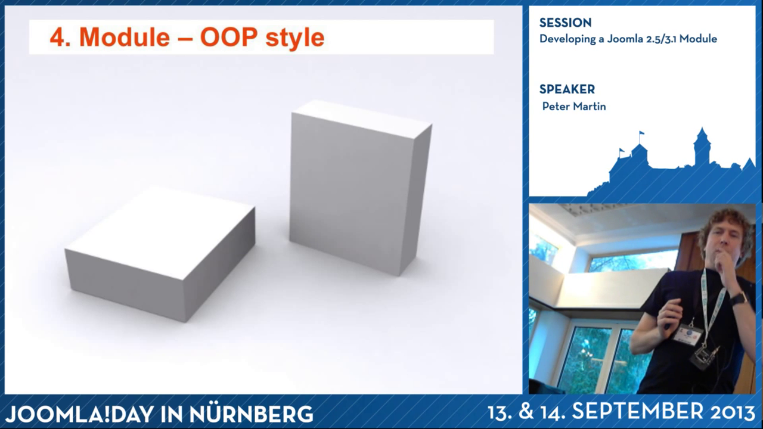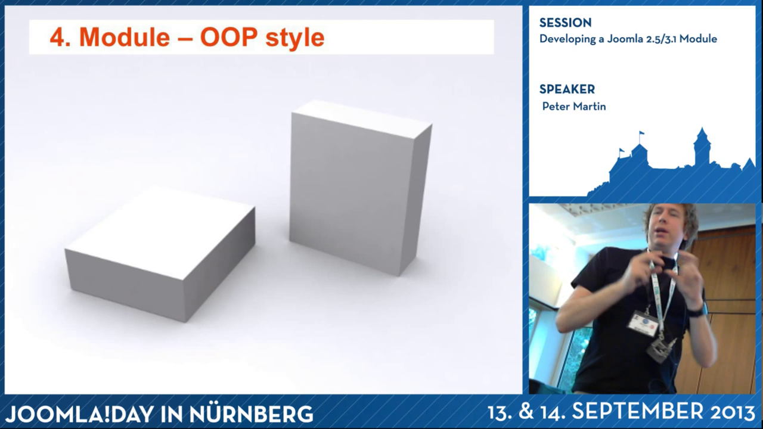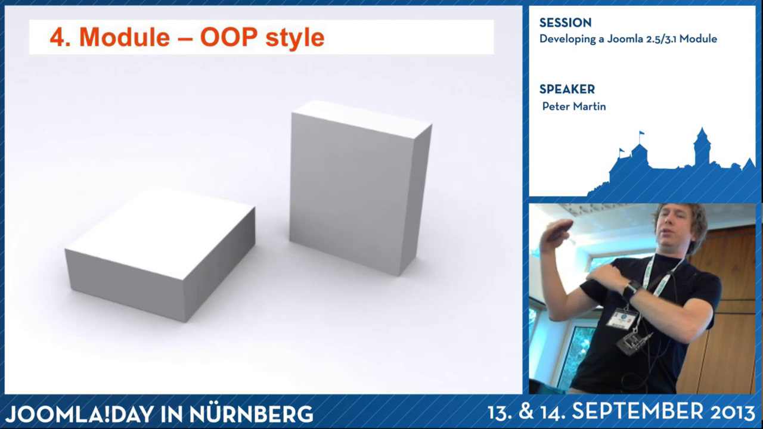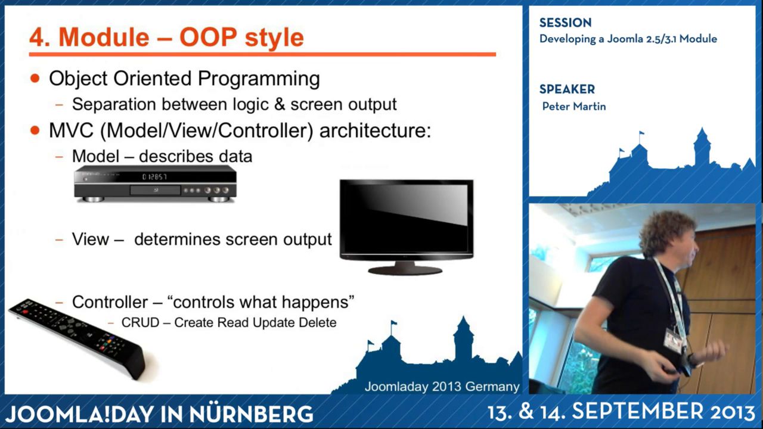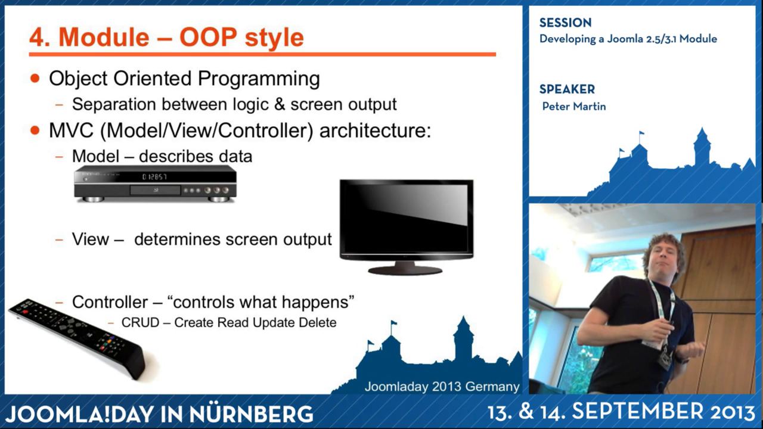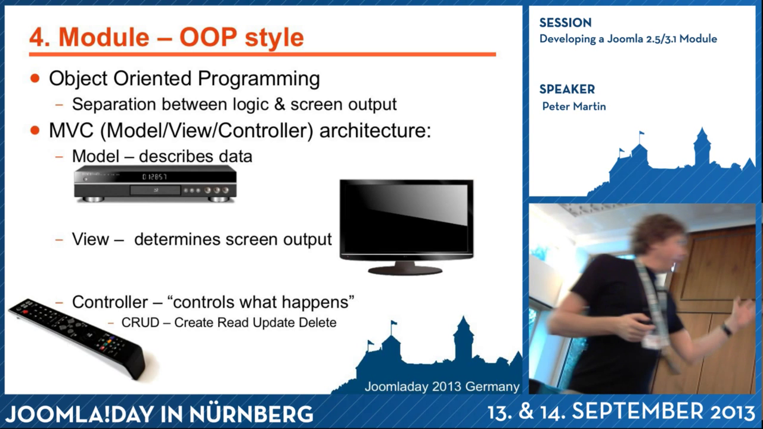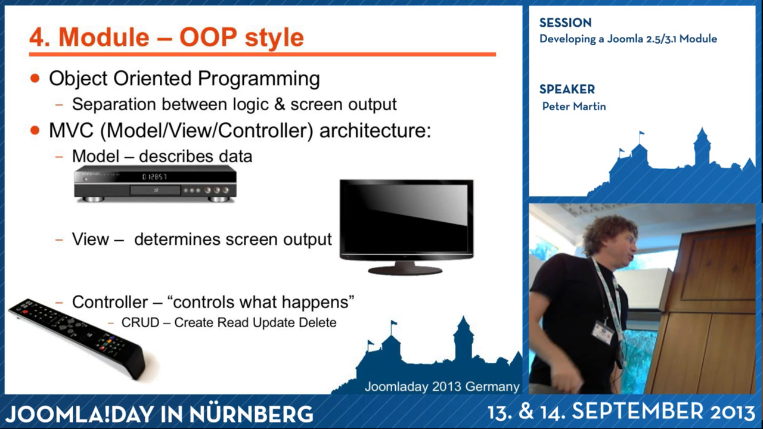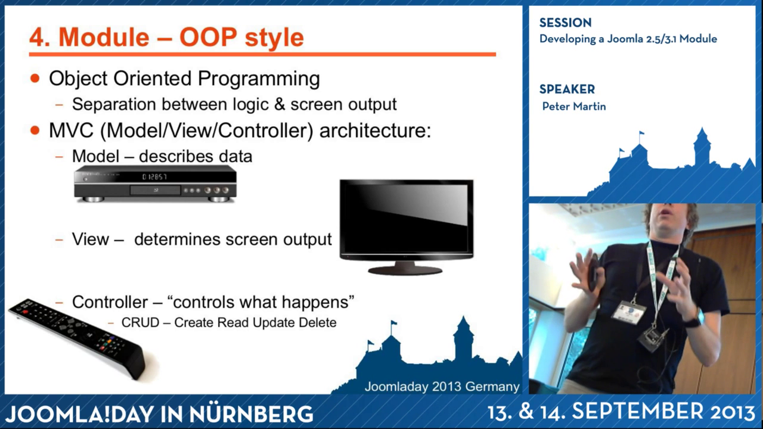Object-oriented programming. What I just did was just two pieces of code, two files, a couple of lines of code, and I had 7 items on display. But I want to have more control, more flexibility. Joomla has MVC, which means Model View Controller. If you use equipment like a DVD player, a television screen, and a remote control, then you can describe how it works.